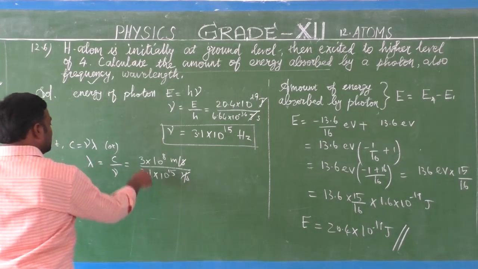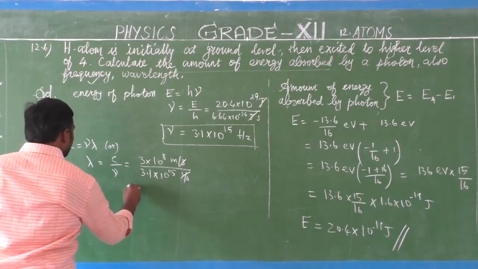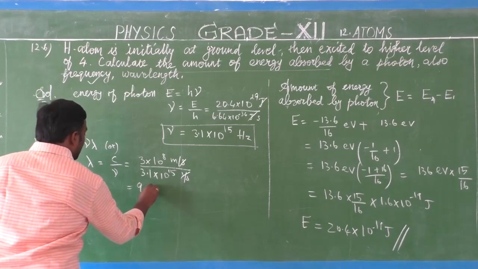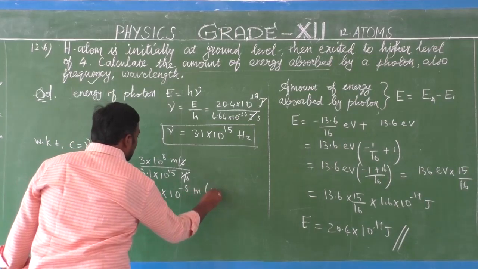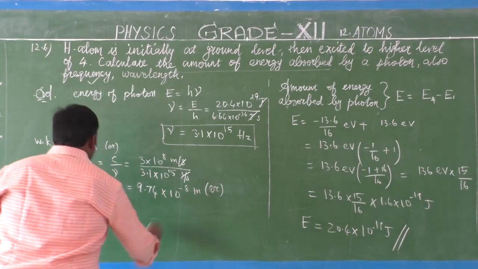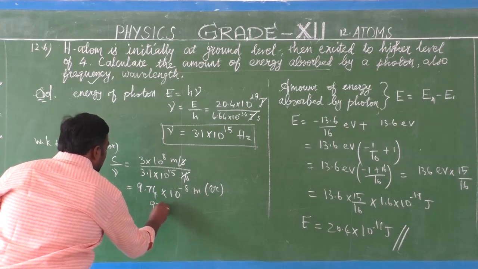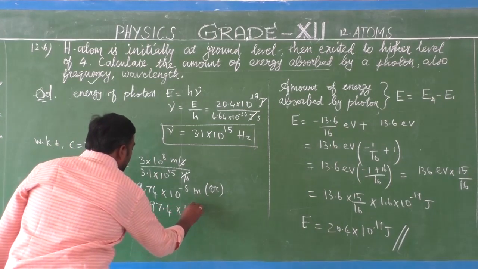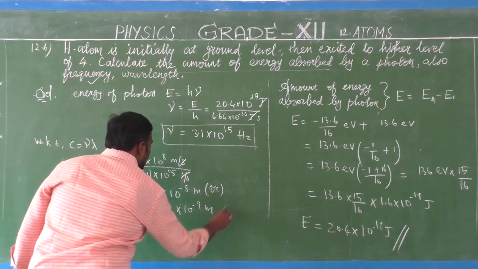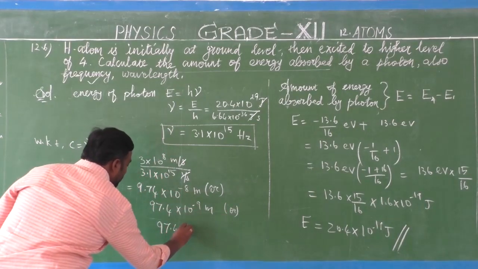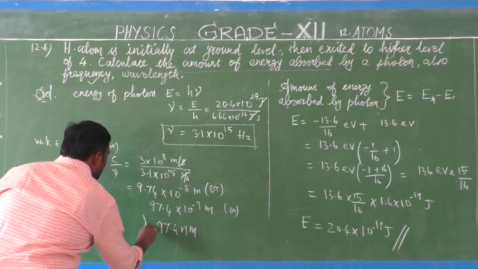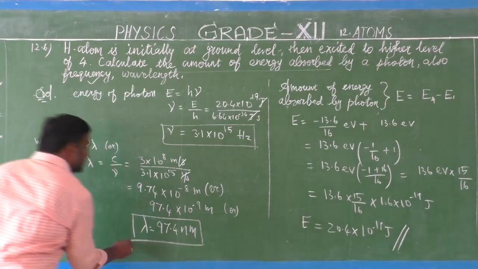After simplification, the final value is 9.74 into 10 to the power minus 8 meter, or 97.4 into 10 to the power minus 9 meter, or we can say this as 97.4 nanometer. So this is the wavelength in that case.